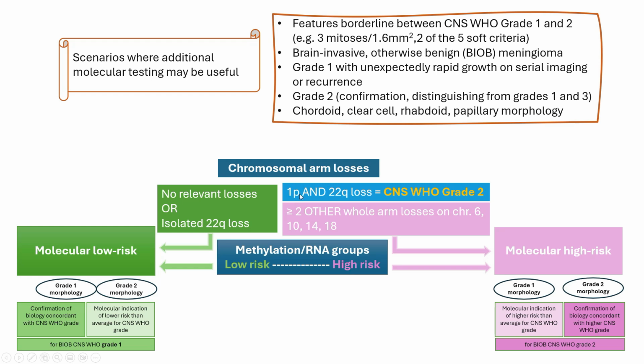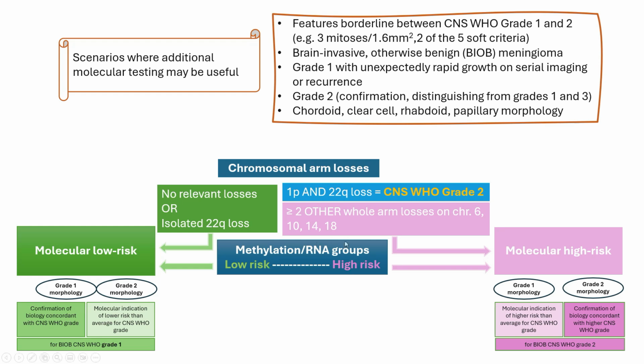And if you've got combined loss of 1p and 22q, it's grade 2. And in addition, if it shows more than 2 other losses, it's already molecular high risk. And if it's grade 1 by morphology, you should comment on it. There is no recommendation to change the grade, but you should comment on it. It's morphologically grade 1, but with features of higher grade meningioma and probably at higher risk. And if it's grade 2 already by morphology, it's confirmation of grade 2.